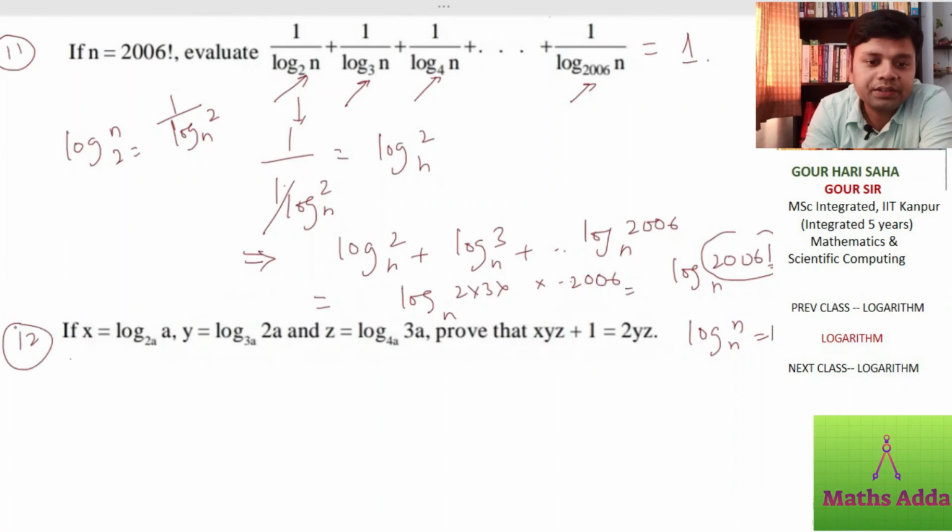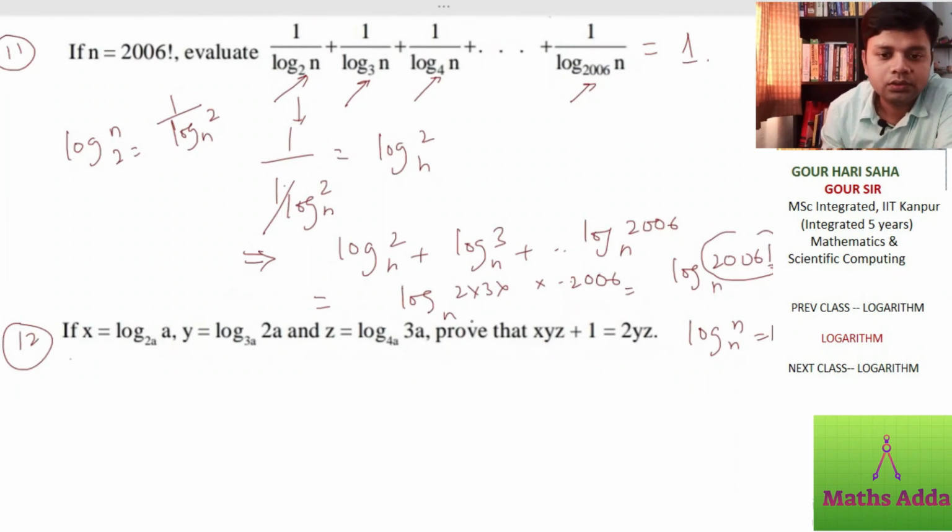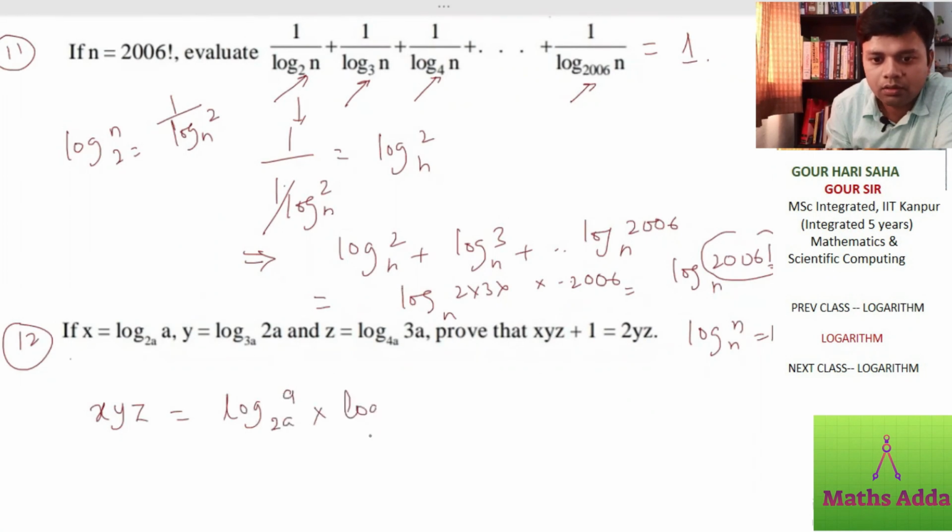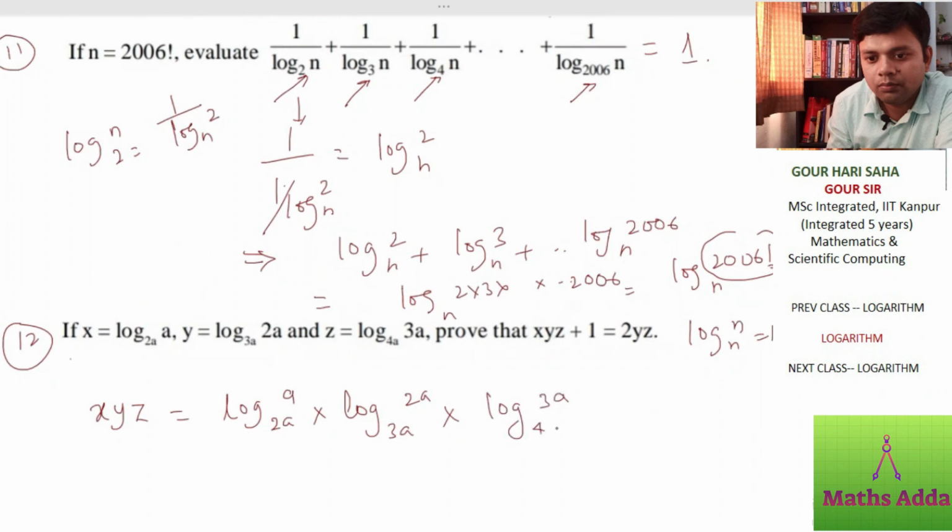It is x is equal to log of a base 2a. Y is log of 2a base 3a, and z is equal to log of 3a base 4a. What we need to find? X, y, z plus 1. So first find x, y, z. What is x, y, z? It is log of a base 2a, log of 2a base 3a, log of 3a base 4a, right?